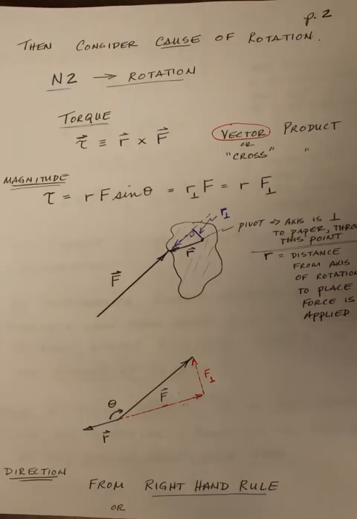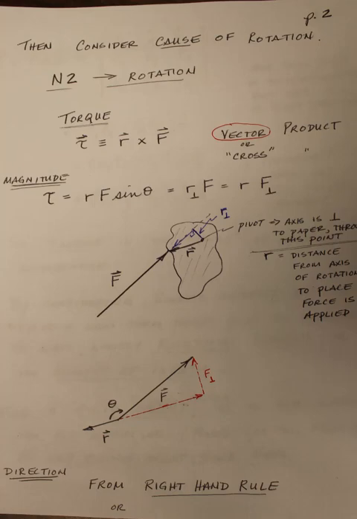Page 2. If we consider the cause of rotation, we get Newton's second law for rotation. Now the cause, in order to rotate something, we call that the torque. The official definition is as a vector product or a cross product. The torque is defined as r cross F, where r is the distance from an axis of rotation to a place where a force is applied. And of course F is the force.